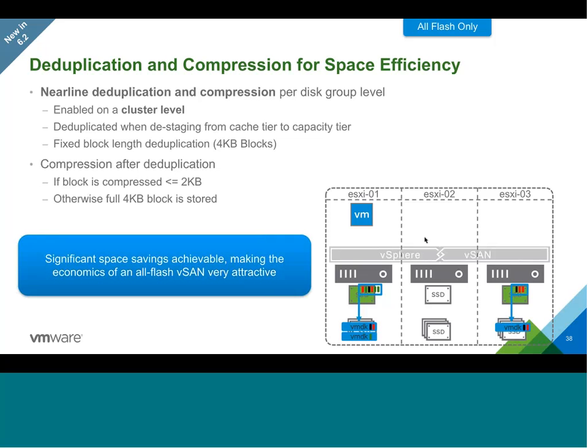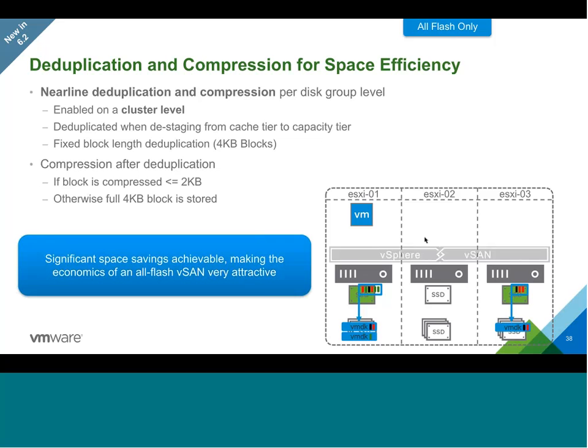If it's a 4 KB block and the compressed size is less than 2 KB, then only it's compressed. Otherwise, it's not compressed; for the sake of doing it, it does not compress. If and only if I can compress from 4 KB to less than 2 KB, then only will it be compressed. Otherwise, it will not be compressed.